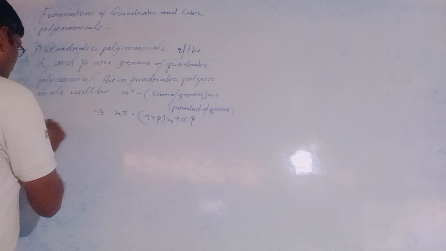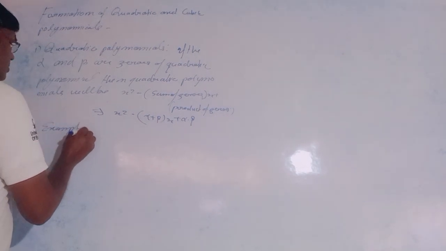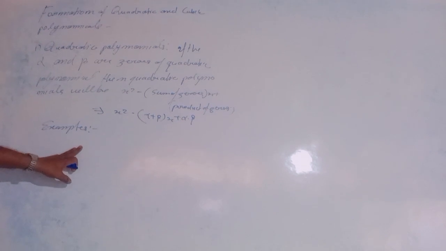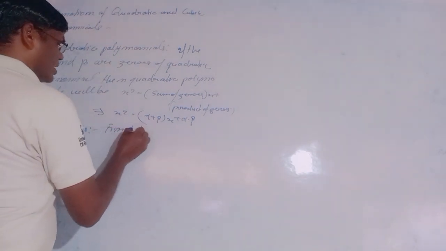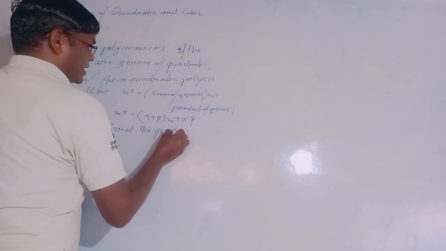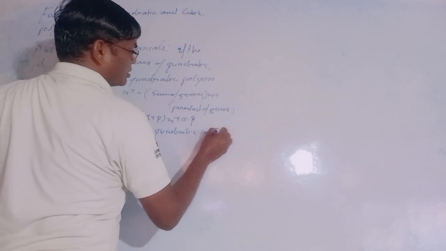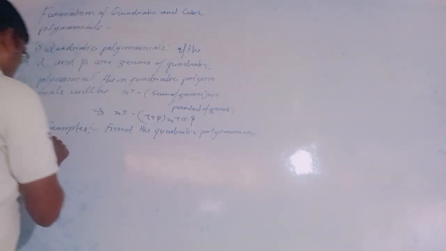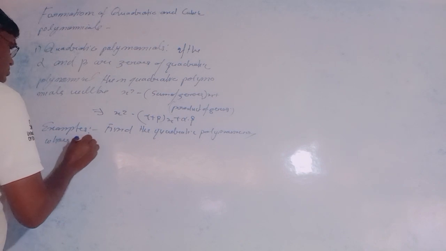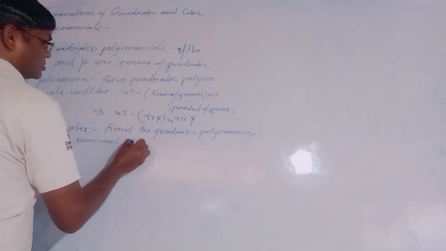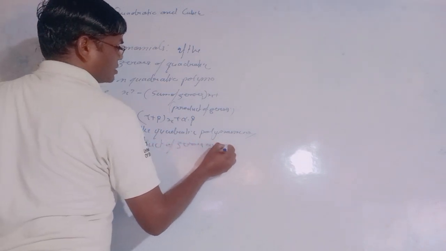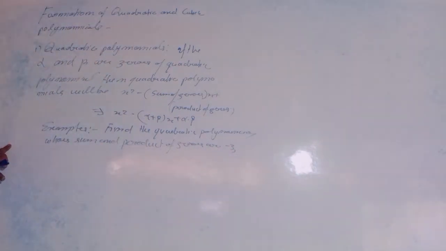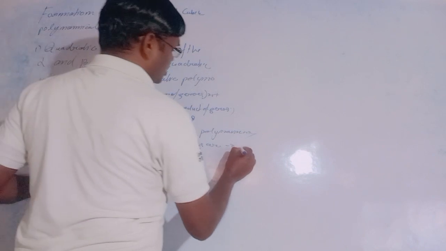For example, we will take some examples. First example: find a quadratic polynomial whose sum and product of zeros are minus 3 and 2.